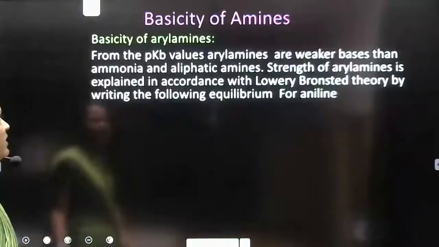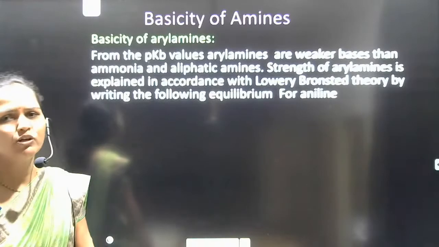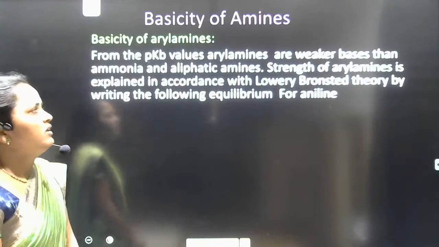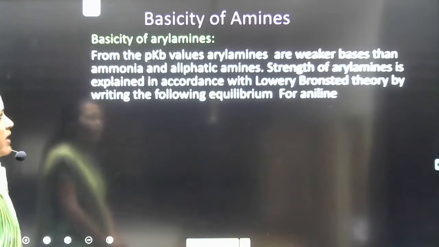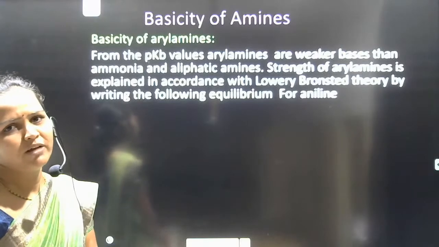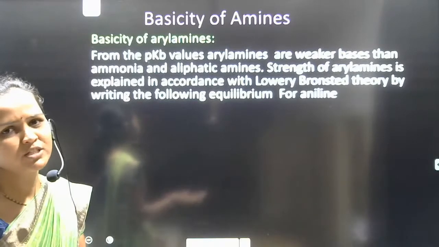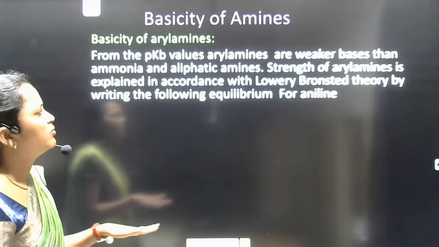Okay, so then we discuss the aryl amines basicity. From the pKb values we can say that the aryl amines are weaker bases than the aliphatic amines or the ammonia. The pKb value is higher, and when the pKb value is higher it is a weaker base. So it is weaker than the primary amine and the ammonia.